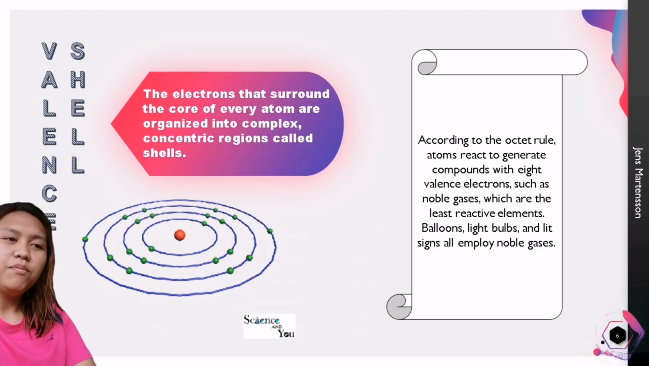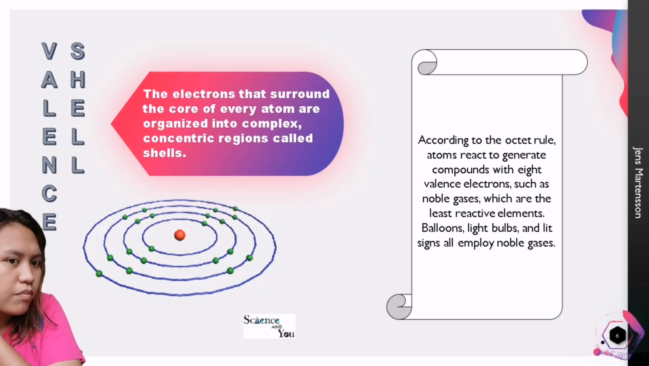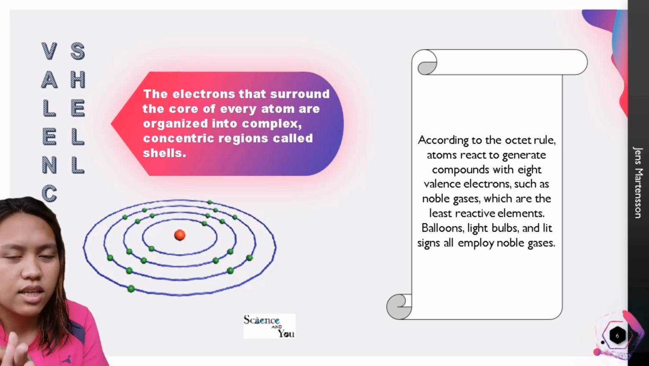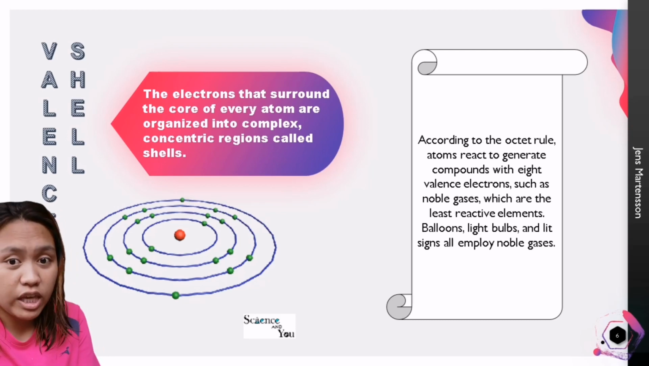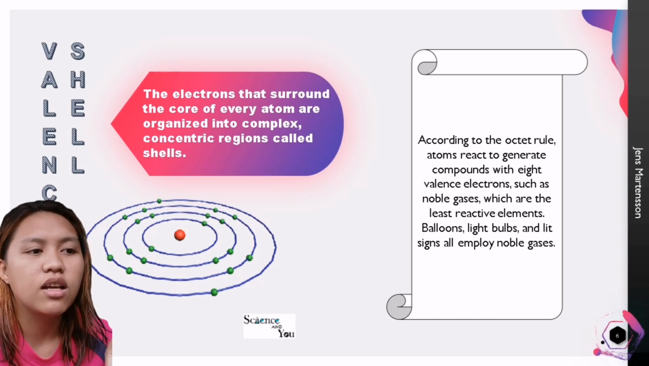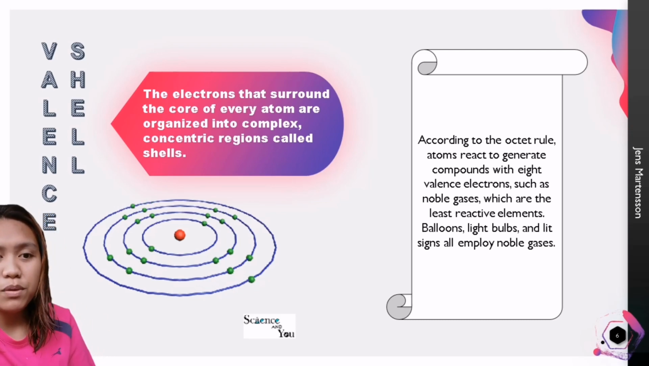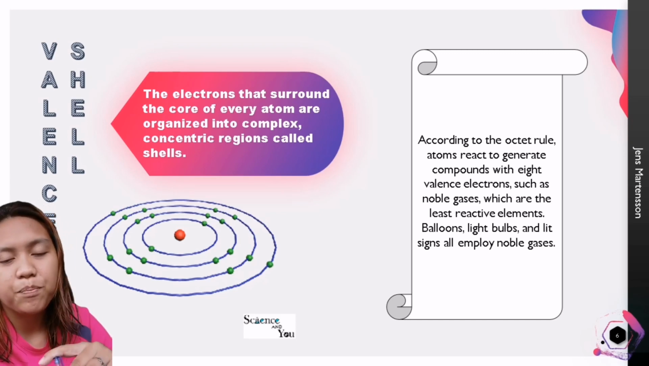According to the octet rule, atoms react to generate compounds with 8 valence electrons, like noble gases, which are the least reactive elements. Balloons, light bulbs, and lit signs employ noble gases. The valence shell of most elements needs 8 electrons to be full. The octet rule states that an atom is complete when its valence shell has 8 electrons. Incomplete atoms share electrons, resulting in a full valence shell.